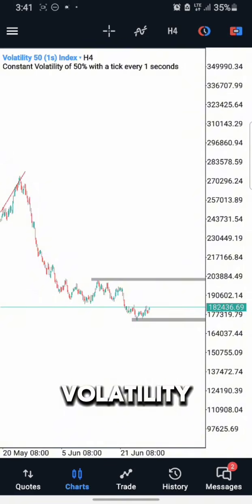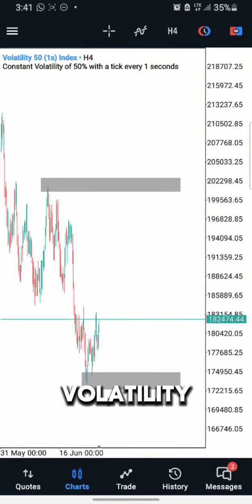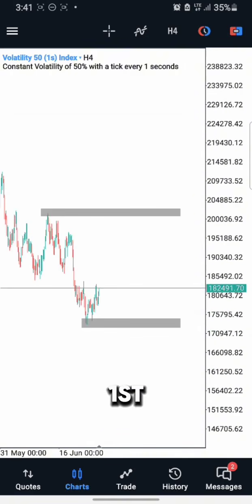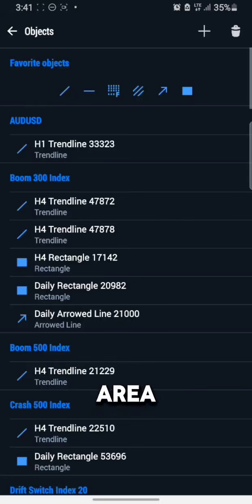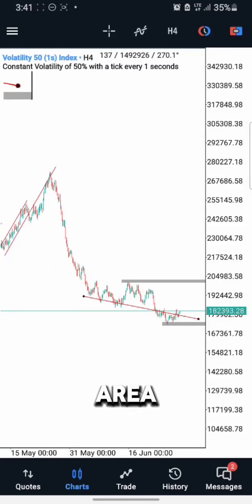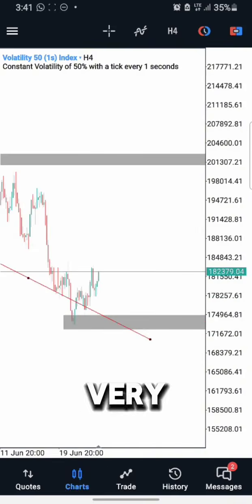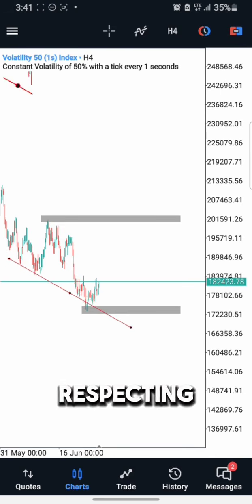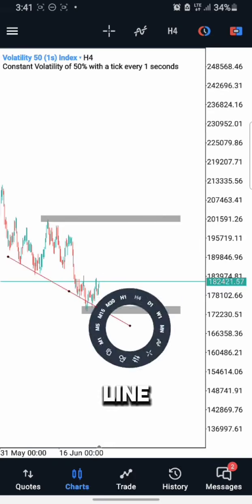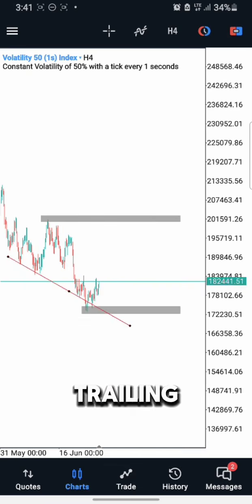Now we visit volatility 51 second. So in the volatility 51 second, we first put the shadow zones at the areas of confluence, that is the major area of support and the major area of resistance. So these areas are very important. Like I always say, they tell you what the market is respecting. And then we put another line that is marking a trailing support.